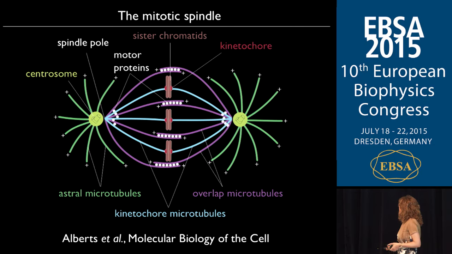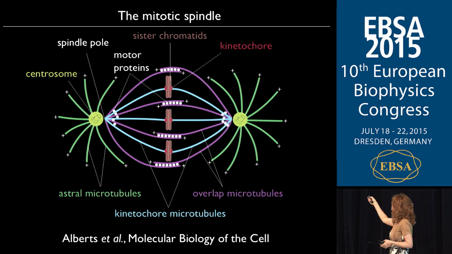So the spindle is made of three groups of microtubules. And these groups are divided by their function. The first group are astral microtubules, which grow here from the centrosome, from the spindle pole. They grow towards the cell periphery and they interact with the cell cortex. The second group are the overlap microtubules, which grow from one spindle pole and interact with the microtubules that grow from the other spindle pole.